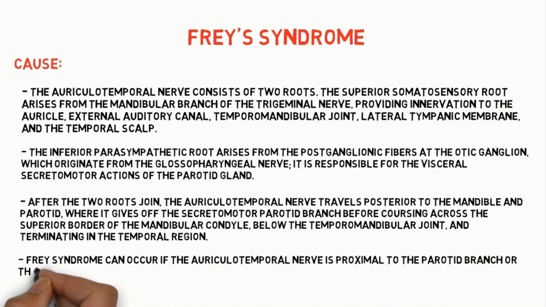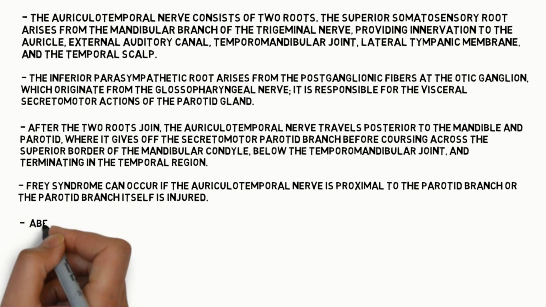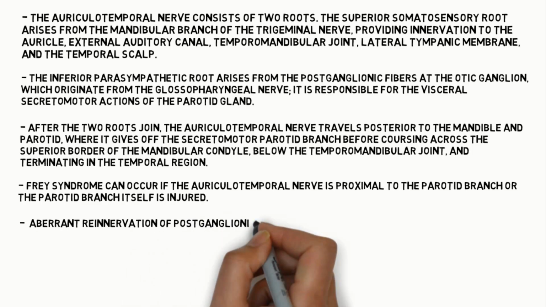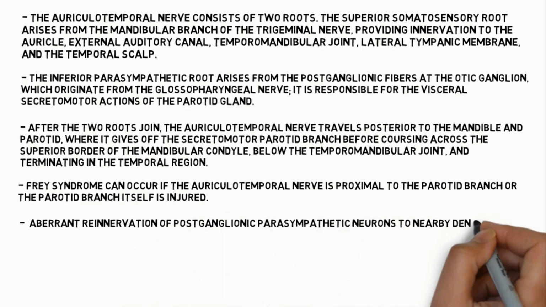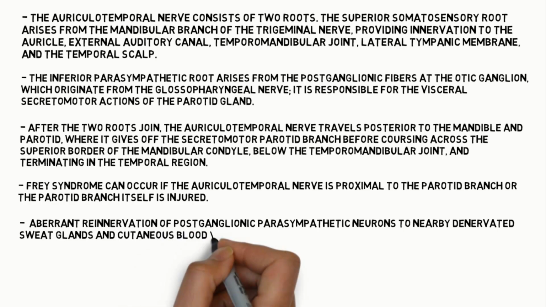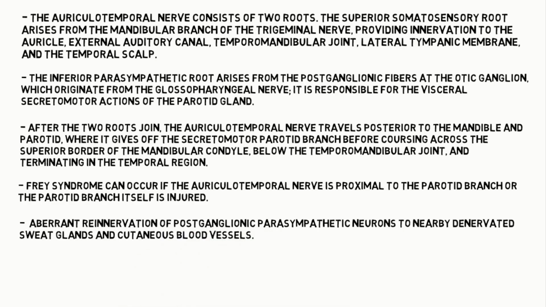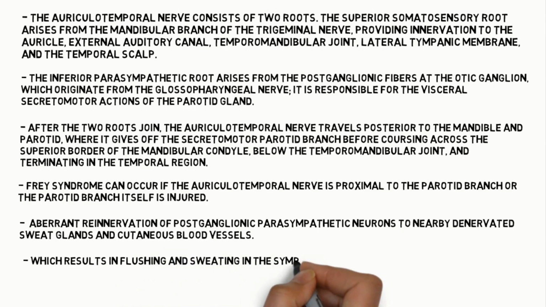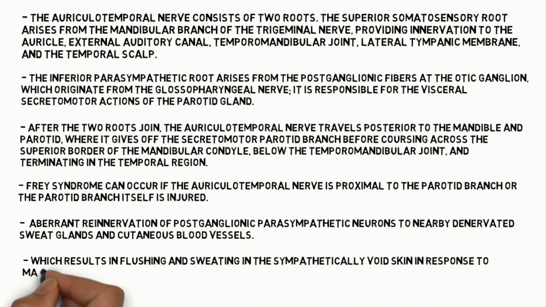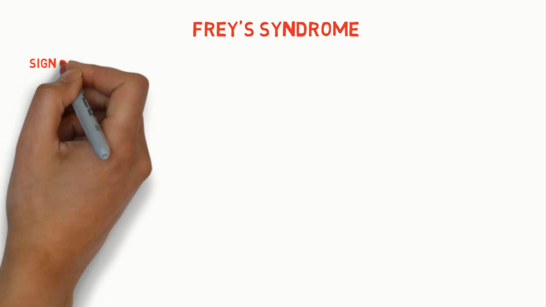So the main cause is that Frey syndrome occurs if the auriculotemporal nerve proximal to the parotid branch, or the parotid branch itself, is injured. Injury to the auriculotemporal nerve causes Frey syndrome, with aberrant re-innervation of postganglionic parasympathetic neurons to nearby de-innervated sweat glands and cutaneous blood vessels. So injured nerve fibers will try to regenerate with sympathetic nerves.